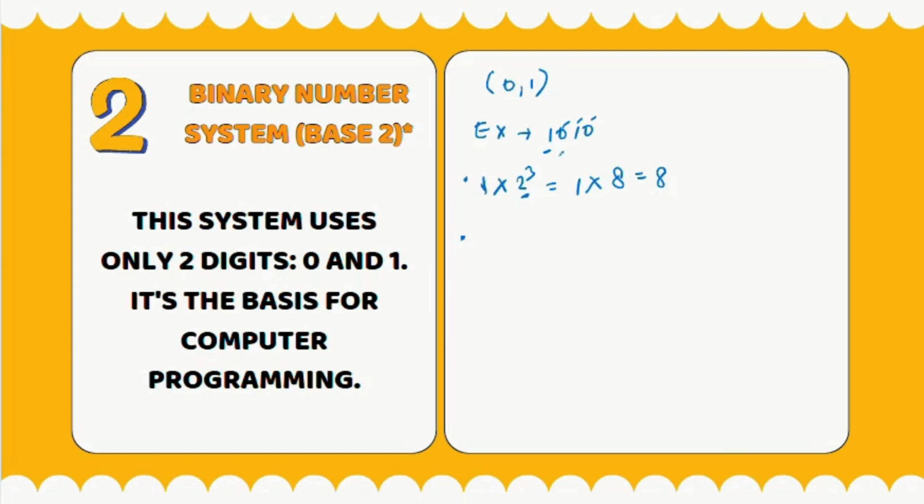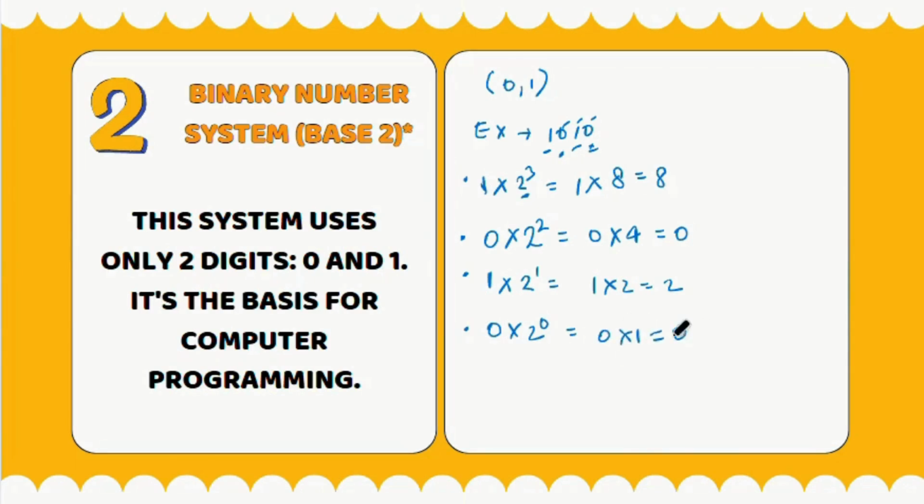Now next is 0. 0 into 2 to the power 2 is equal to 0 into 4 is equal to 0. Next is 1 into 2 to the power 1 is equal to 1 into 2 is equal to 2. Next is 0. 0 into 2 to the power 0 is equal to 0 into 1 is equal to 0.